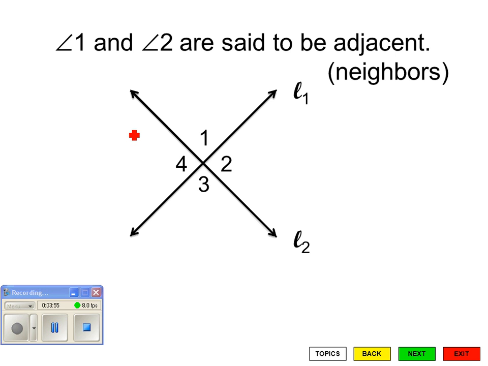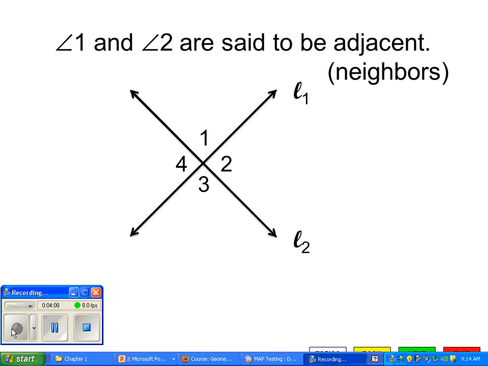All right, go ahead and copy this down. Angle 1 and angle 2, we just talked about this. You told me that they add up to be 180. They're also called adjacent angles. And we'll talk about that. To be adjacent angles, if I trace angle 1, give me an angle that's adjacent to angle 1.